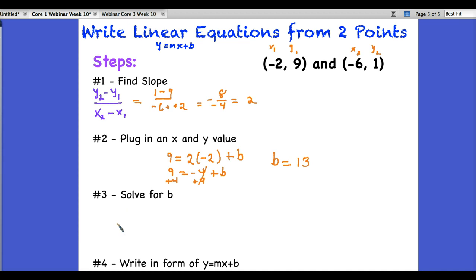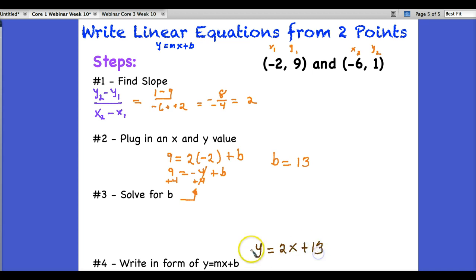Okay. B is 13, yep. So I plugged them in, and then I solved for b. That's what I actually did up here, I solved for b. So now I just need to write it in the form of y equals mx plus b. So y equals, we said m was 2, and our b is 13.